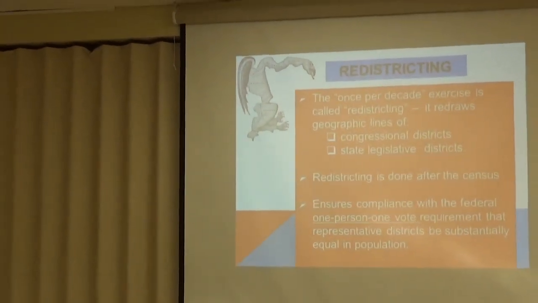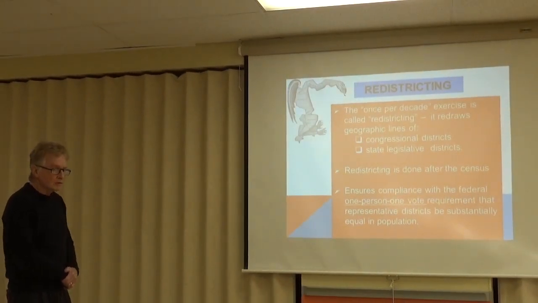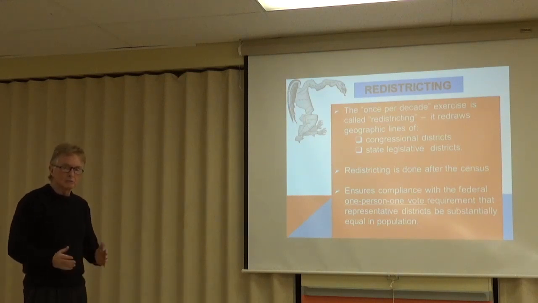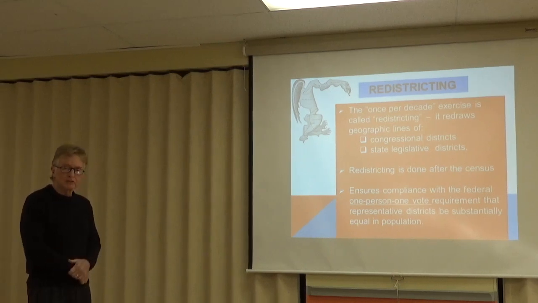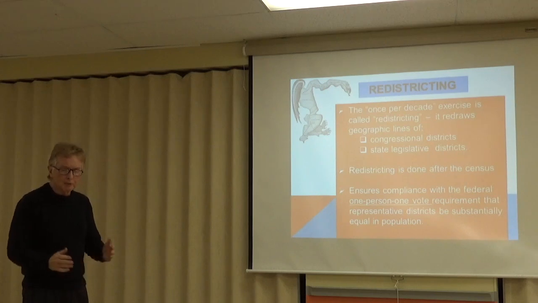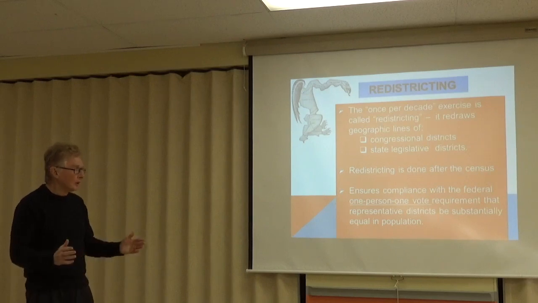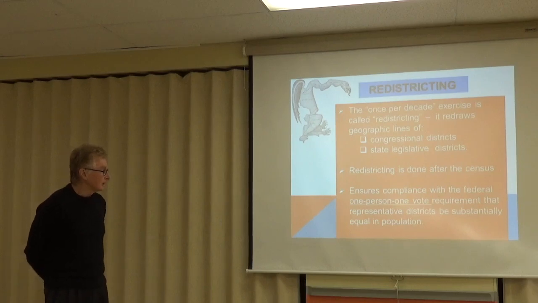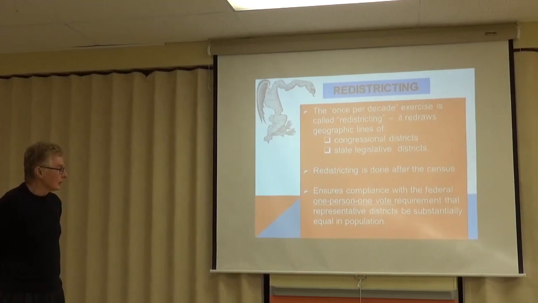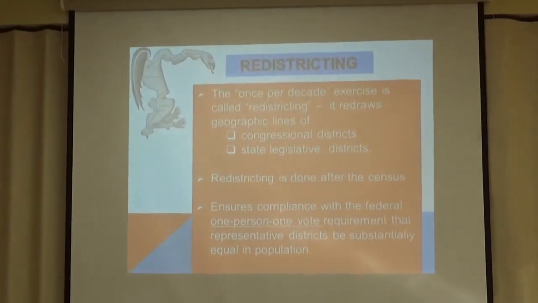To understand the concept of gerrymandering, you first have to understand the concept of redistricting. Once every 10 years, the United States performs a census, and we find out the population of each state, and we use those population statistics to draw legislative and congressional lines. This is done to ensure compliance with the one man, one vote requirement that was promulgated by the Supreme Court decades ago. And it also makes sure that the representative districts are relatively equal in population.